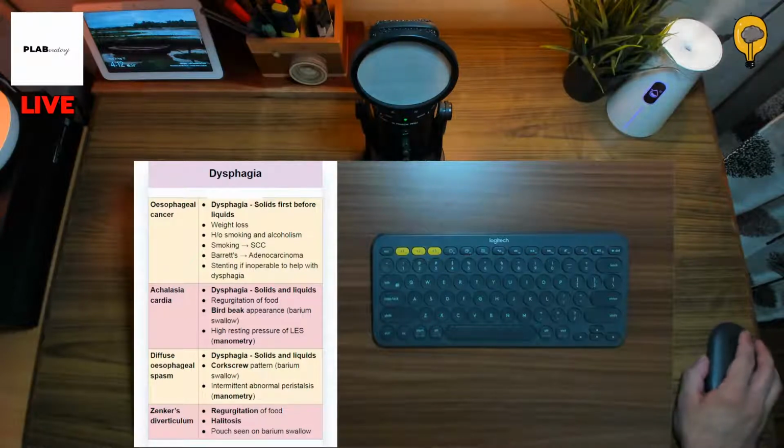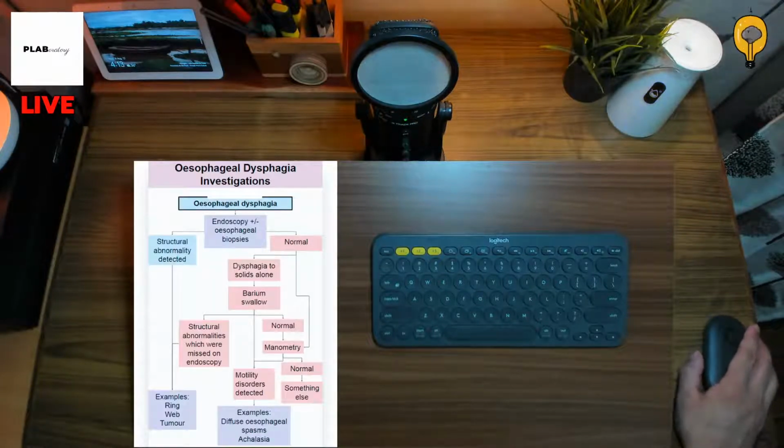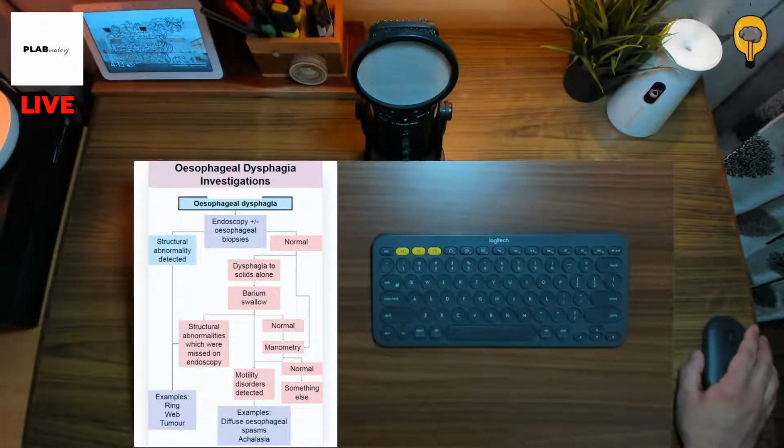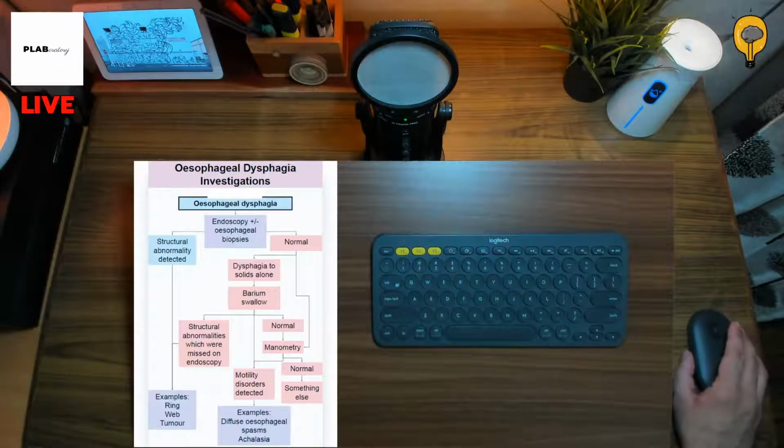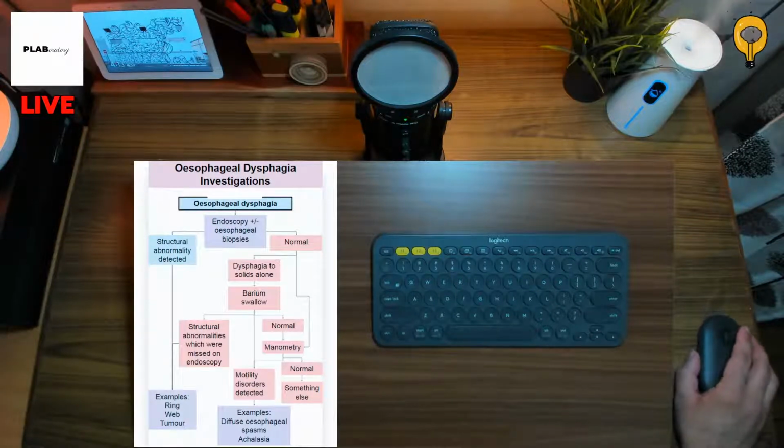Okay, let's go through the investigations here. So for esophageal dysphagia, endoscopy is done first, plus minus esophageal biopsies. If a structural abnormality is detected, examples are ring, web, or tumor. If it is normal, then for dysphagia to solids alone, we'll carry out barium swallow. And if dysphagia is not just to solids alone, then we'll carry out manometry.